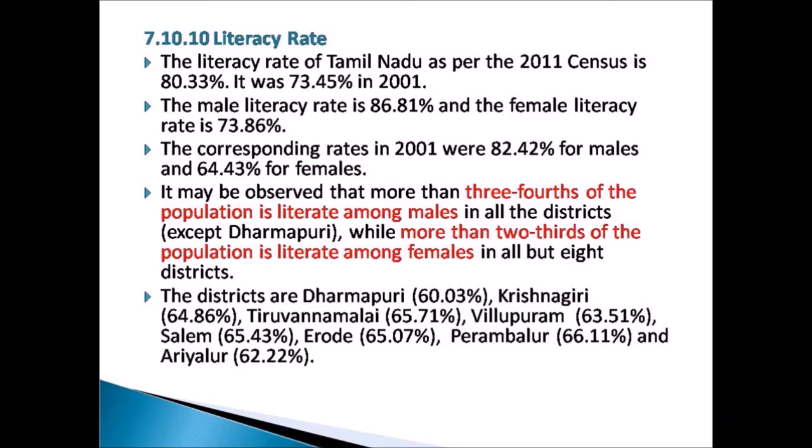The male literacy rate is 86.81% and female literacy rate is 73.86%. The corresponding rates as per 2001 census were 82.42% for males and 64.43% for females. So, the literacy rate for both male and female has increased in this decade.